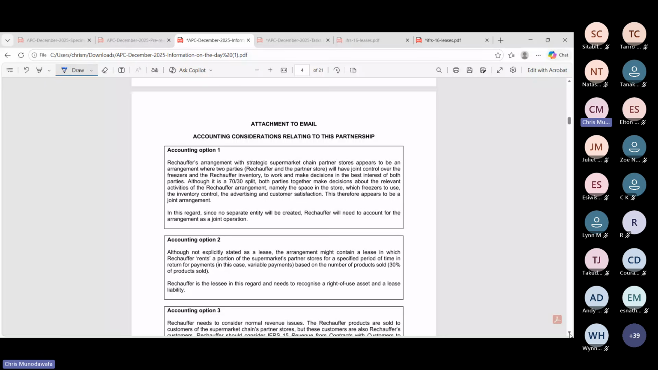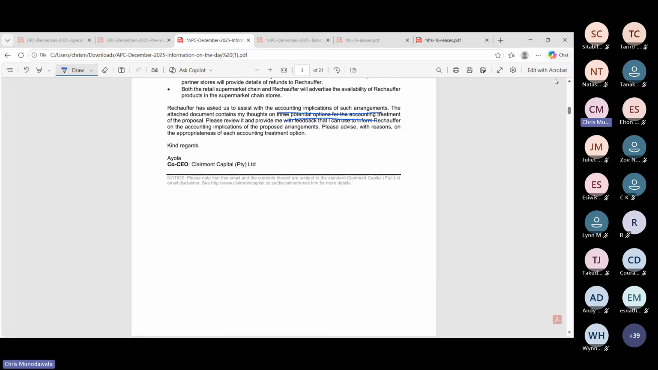So my options are to answer question number 1: review, and help each other see what coverage is. That's number 1. Then number 2, provide feedback, again covering what I can use to inform Richard on the accounting implications. So, review: number 1, the accounting implications, then provide what I can use on the accounting of the proposed arrangement.